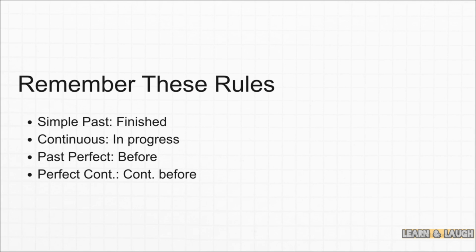So let's do a super quick recap. Simple past equals a finished action. Past continuous is an action in progress. Past perfect is finished before another past action. And past perfect continuous is an action that continued before another past action.